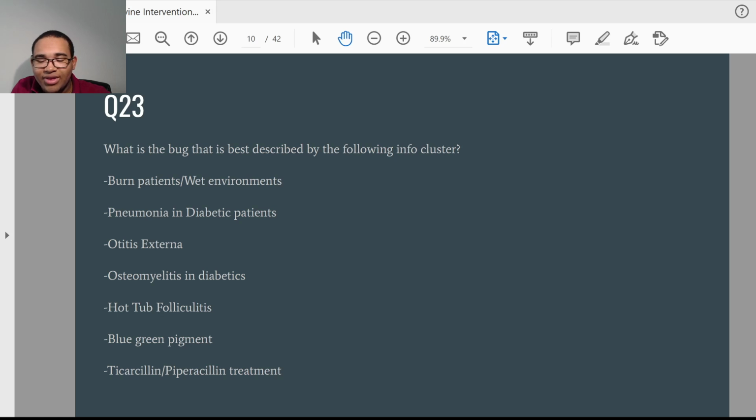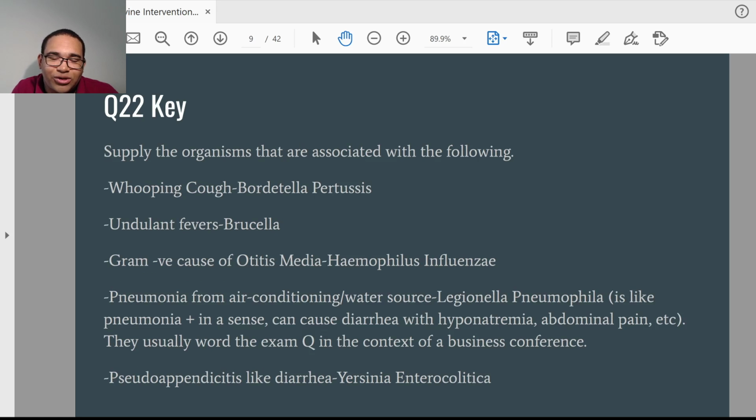Okay. And this gram-negative cause of otitis media, I put Haemophilus influenzae, not H flu type B, but I'm thinking more like non-typeable H flu. Because remember, most people get the H flu type B vaccine these days, but also don't forget Moraxella catarrhalis. Moraxella catarrhalis is a gram-negative organism, right? So it could be either or on an NBME exam.